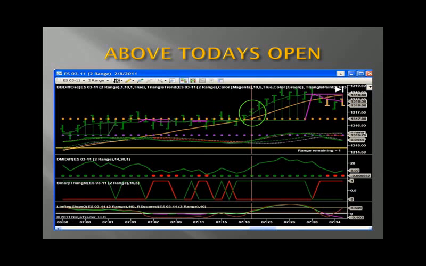These are basic examples of setups that I use when trading the triangle trend package of indicators.